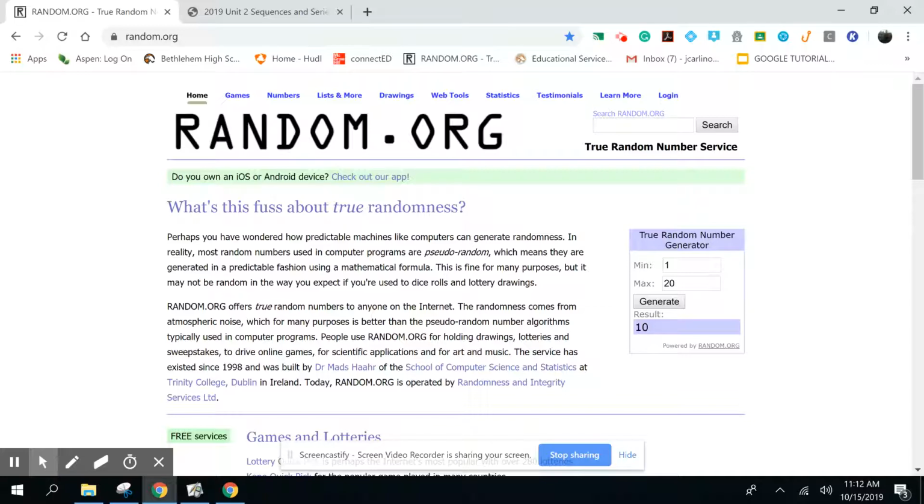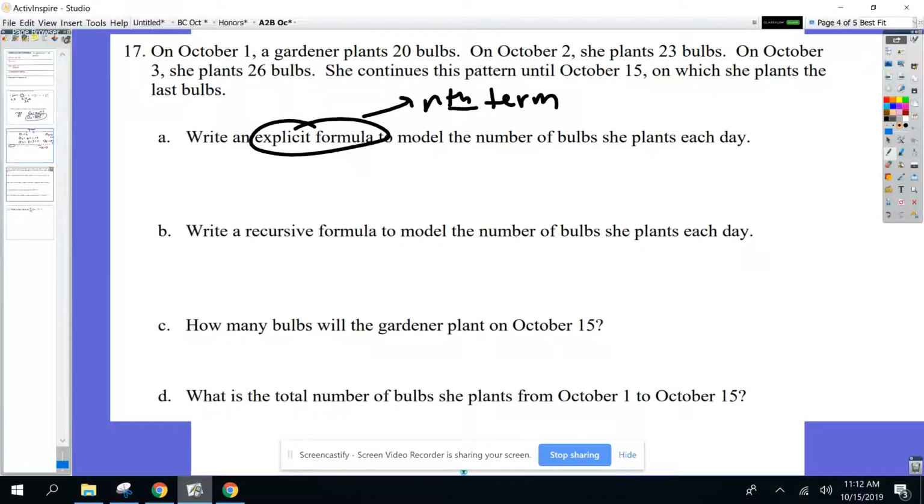How about the arithmetic formula? A_n equals A_1 plus parentheses n minus 1. Yep. And remember, when you write in the nth term, n stays n.